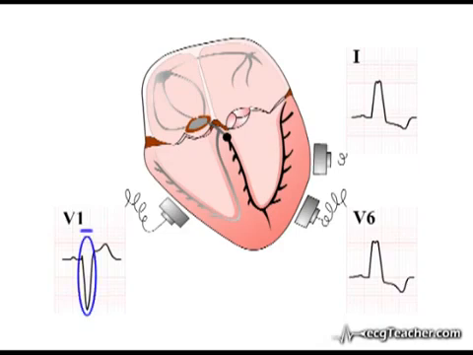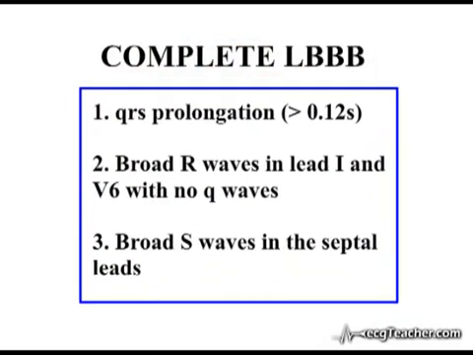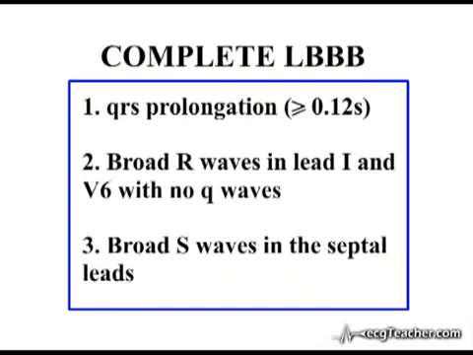An overall negative QRS complex with a deep, wide S wave in the right-sided chest lead V1 is also consistent with the diagnosis. Also note there are no Q waves in leads 1 and V6. This is at least consistent with loss of the normal early left to right depolarization of the septum. In practice, the main criteria for diagnosing complete left bundle branch block are as follows.